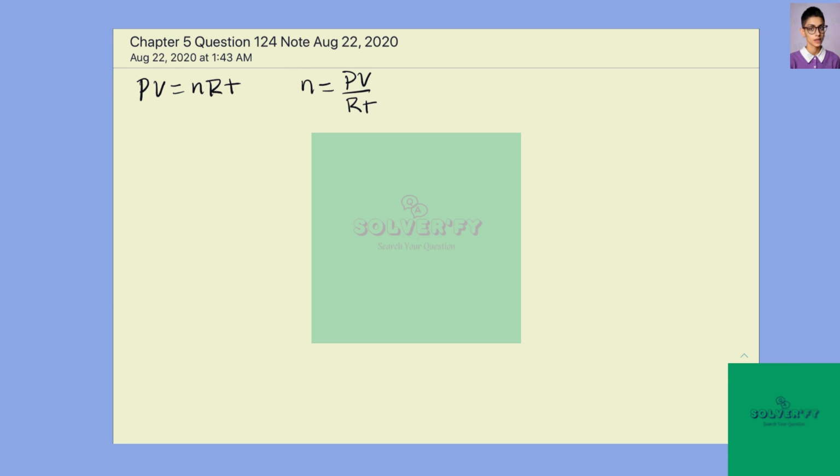They tell us that the pressure for this reaction is equal to 1 atmosphere. They tell us that our temperature is equal to 298 Kelvin. I'm going to be using the R value 0.0821 liters atmosphere per mole Kelvin.